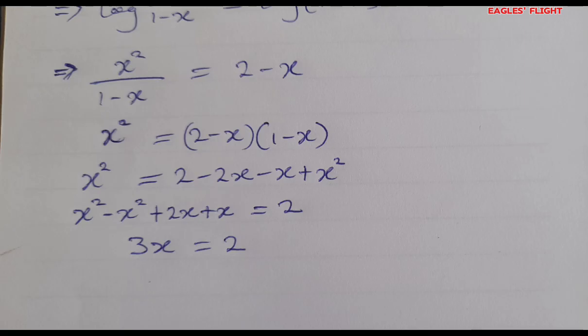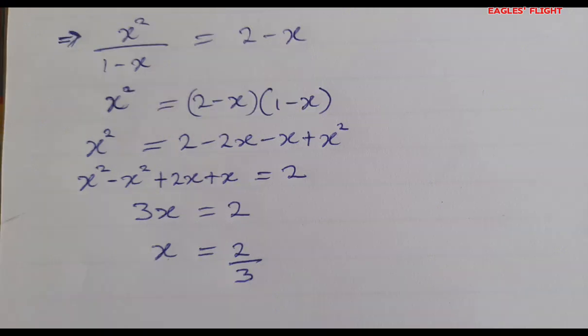Solving for x, we divide both sides by 3, and we end up with x equals 2 divided by 3. You can leave your answer in that state, or you can move on to a decimal fraction. So we have solved it and we have gotten it right.